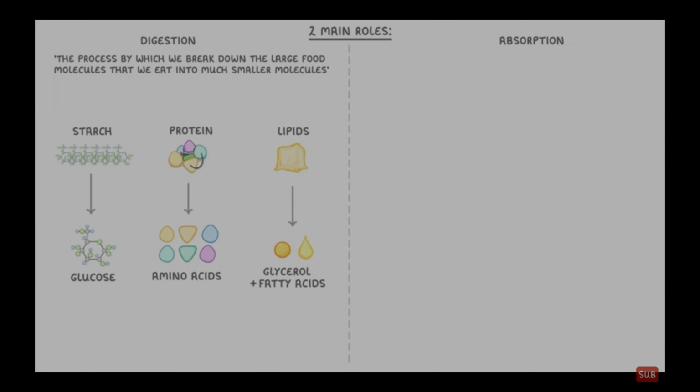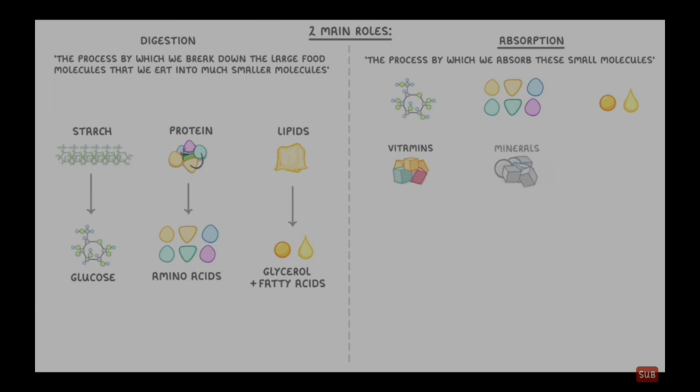Once everything has been broken down like this, it then moves on to the second role of absorption, which is the process by which we absorb these small molecules, along with vitamins, minerals, and water, from the digestive tract into the bloodstream, so that they can be sent around the body and used for whatever we want, like rebuilding larger molecules or in respiration to release energy.